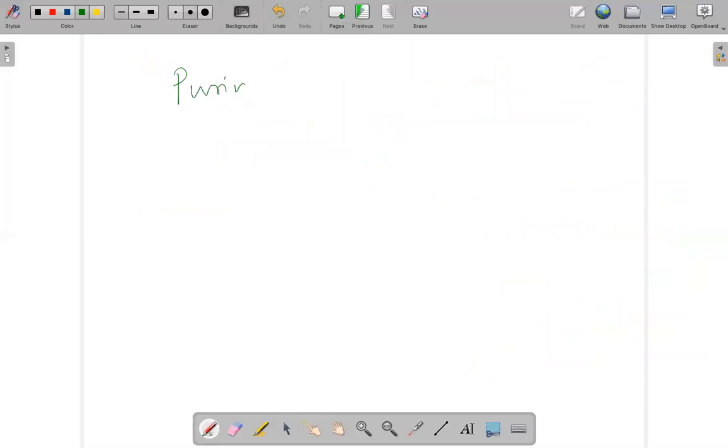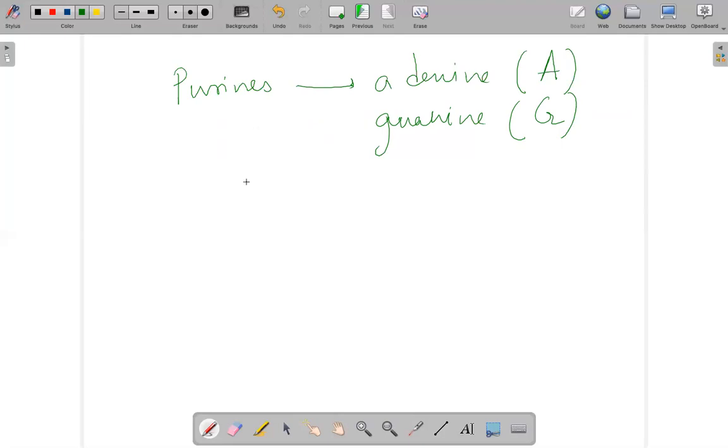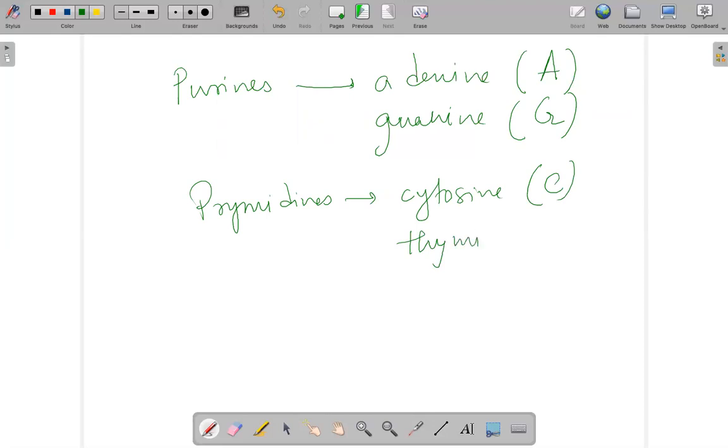Purines are of two types: adenine, represented by uppercase A, and guanine, represented by uppercase G. Pyrimidines are again of two types: cytosine, represented by C, and thymine, represented by T.